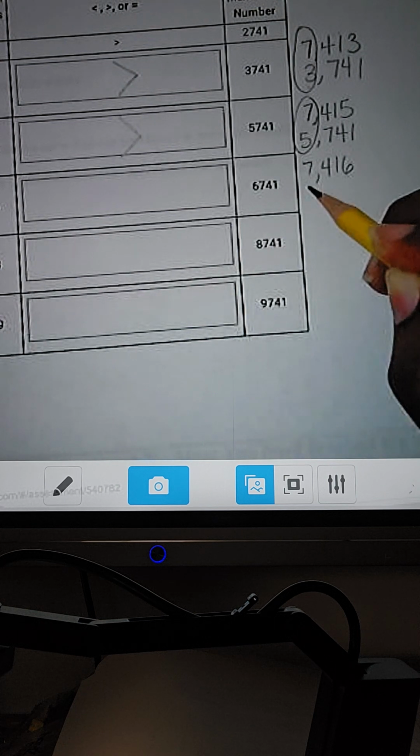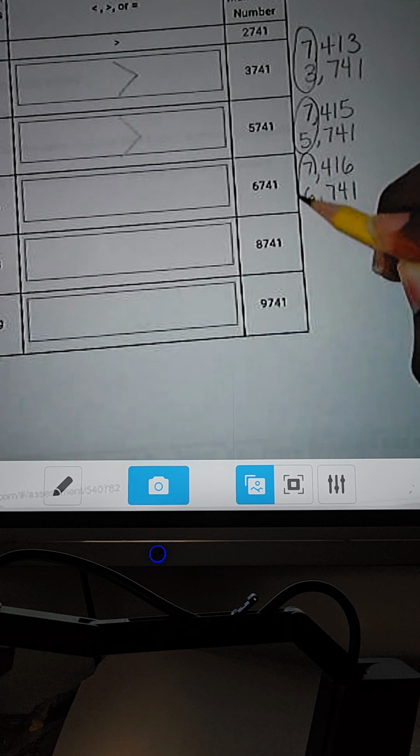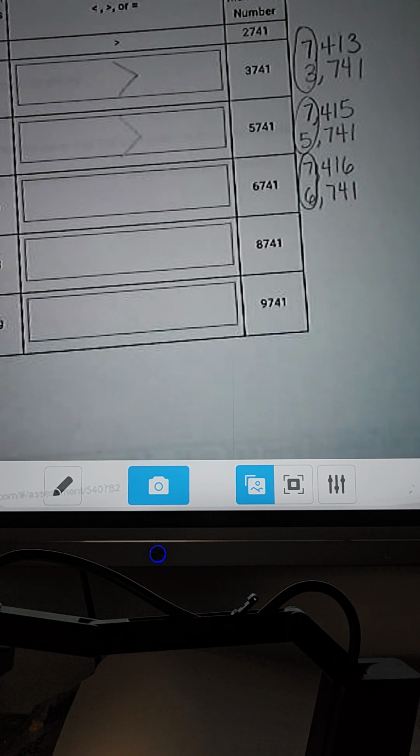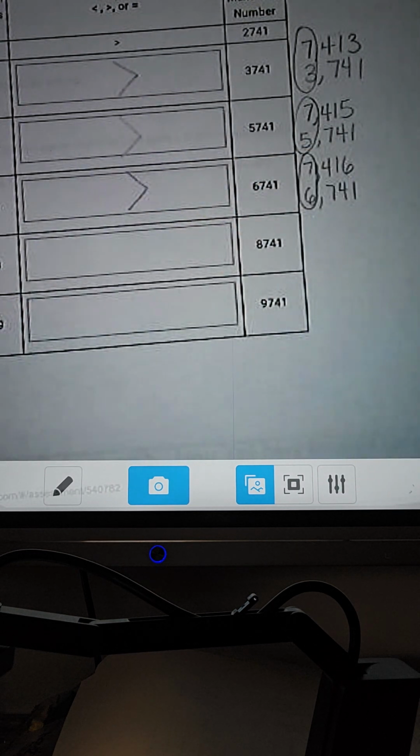7,416 and 6,741. What's the greatest place value? The thousands place. Which is greater, 7,000 or 6,000? 7,000. Who has the greatest number? Alexis. Alexis again has the greatest number.